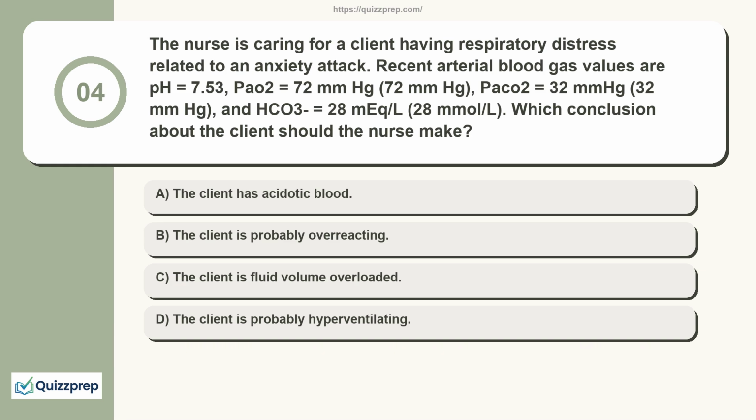Question 4. The nurse is caring for a client having respiratory distress related to an anxiety attack. Recent arterial blood gas values are pH equals 7.53, PaO2 equals 72 mm Hg, PaCO2 equals 32 mm Hg, and HCO3 equals 28 mEq/L. Which conclusion about the client should the nurse make? The client has acidotic blood. The client is probably overreacting. The client is fluid volume overloaded. The client is probably hyperventilating.